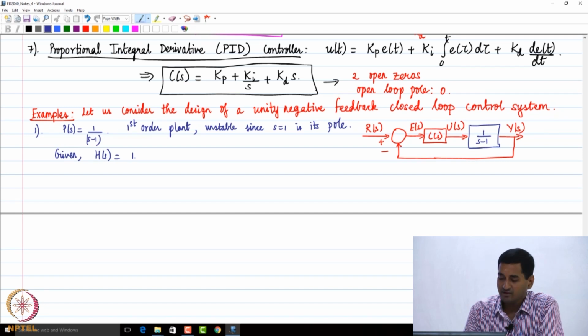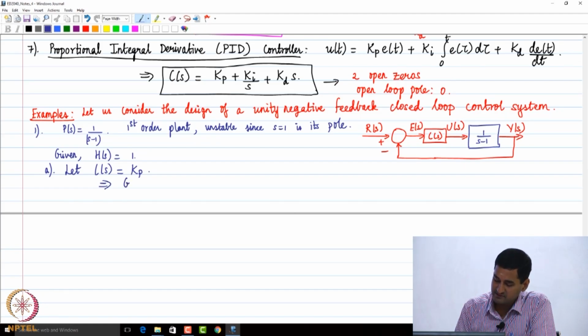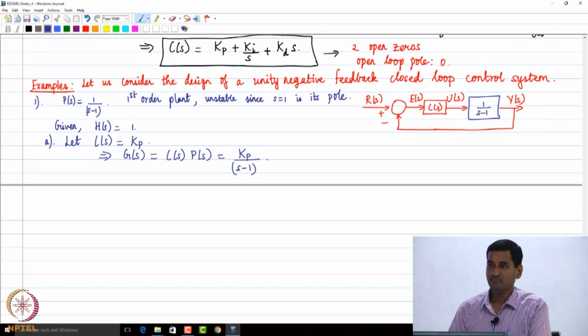Now let us try a proportional controller to begin with, and see whether it works or not. As a first step, let's try proportional control. So G of s is going to be equal to C of s times P of s, and that's going to be equal to Kp divided by s minus 1. Do you agree?